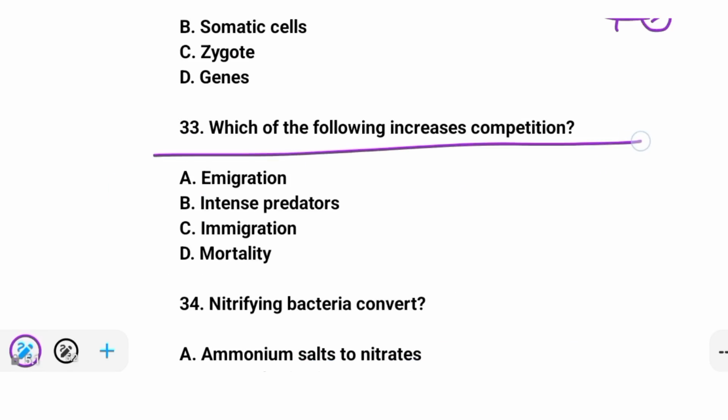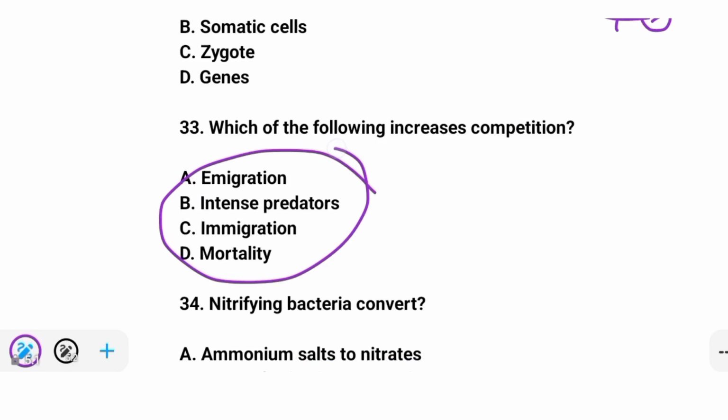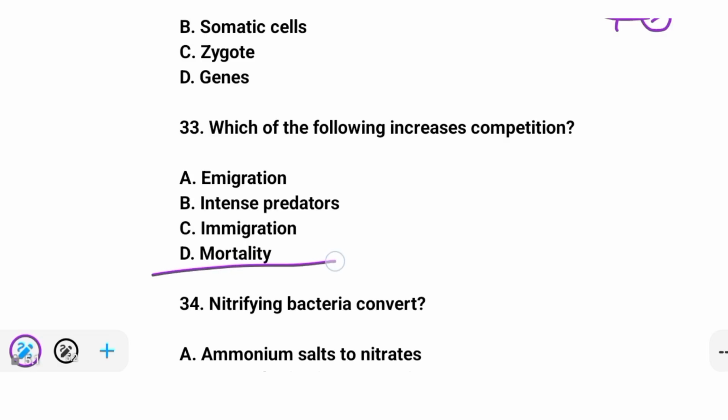Which of the following increases competition? And they give us these options here. So mortality, that is the organisms dying. So when the organisms are dying, there's no way competition can increase. So this one cannot be the answer because there is a decrease in population. Next one is immigration. Immigration means organisms or people coming into a particular area. So when they come like that, it can increase competition. So this one is a potential answer.